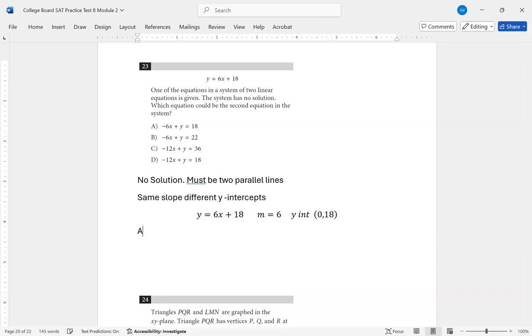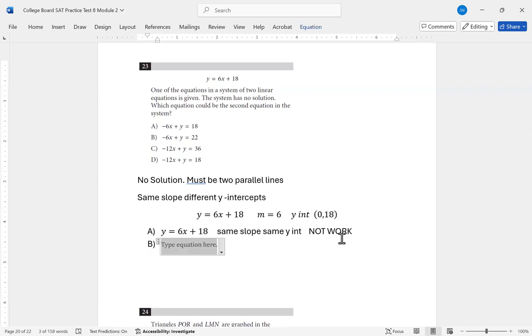Now, if we look through our options, option A has the equation, if I add 6x to both sides, y equals 6x plus 18. That's the same slope. That's good news. But it's the same y-intercept. I need a different y-intercept. So that's not going to work. That has same slope, same y-intercept. So this does not work.